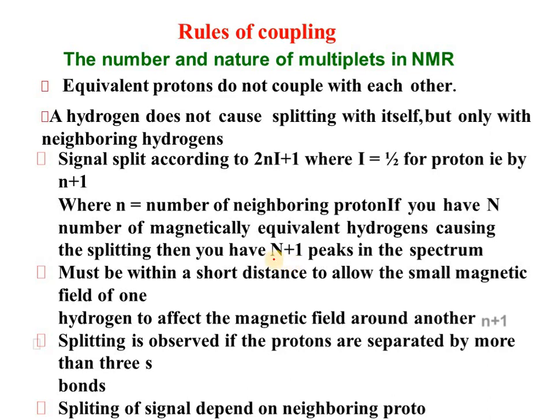The n plus 1 rule is applied to the splitting of a particular peak, and the hydrogens must be within a short distance to allow the small magnetic field of one hydrogen to affect the magnetic field of another, and the hydrogens must be on adjacent carbons. Splitting is observed if the protons are separated by up to 3 sigma bonds; if they are separated by more than 3 bonds, there will be no splitting. And splitting of a signal depends on neighboring protons. This we have already done.